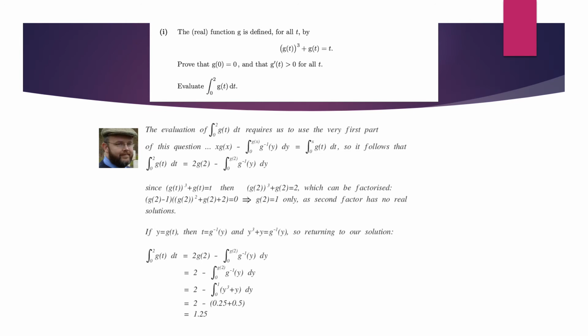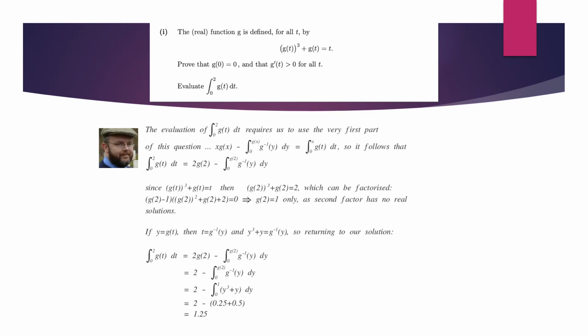Okay, so I hope you can see where I've got that first equation from, and that points out a few things that we need to work out. We need to work out what is the value of g of 2, and what is the value of g of 0, and we know that the gradient function is always positive. Okay, so let's get on with that then.